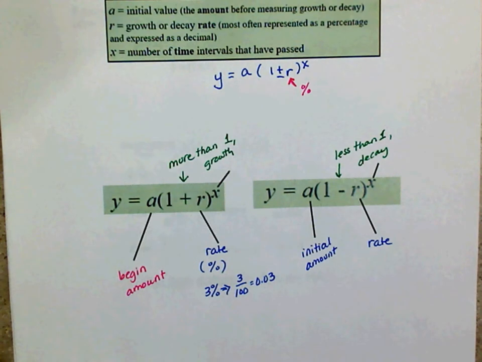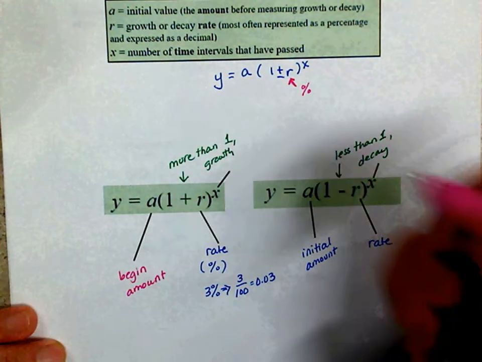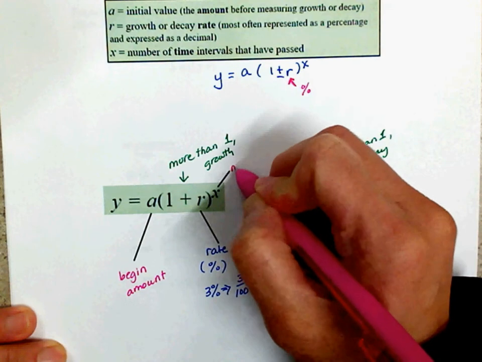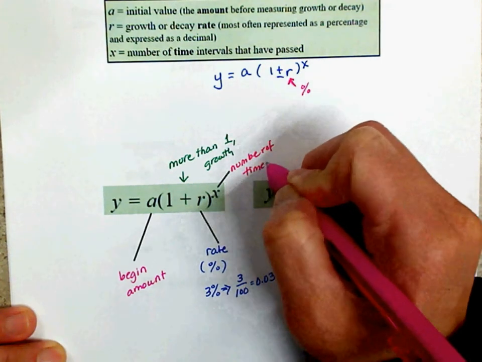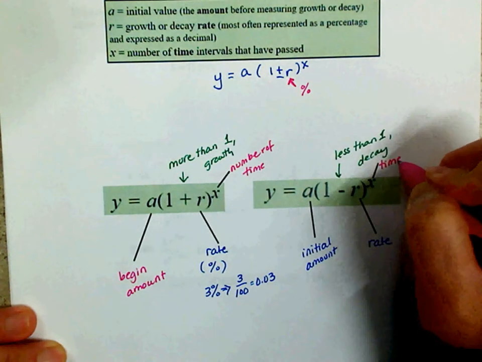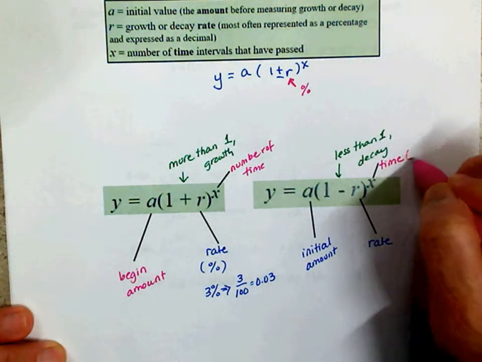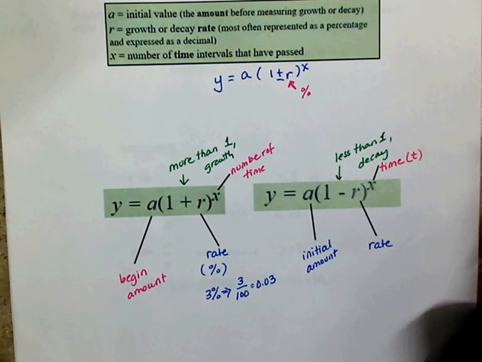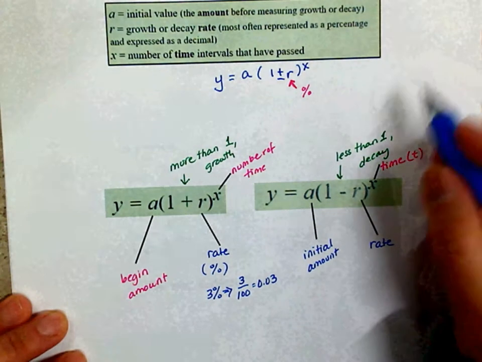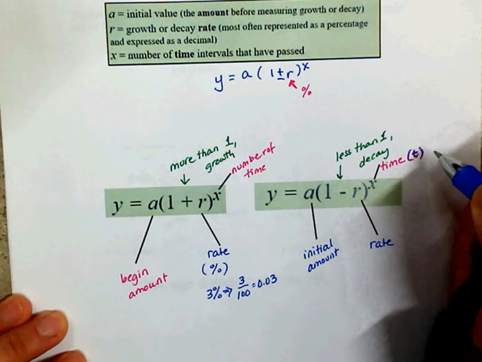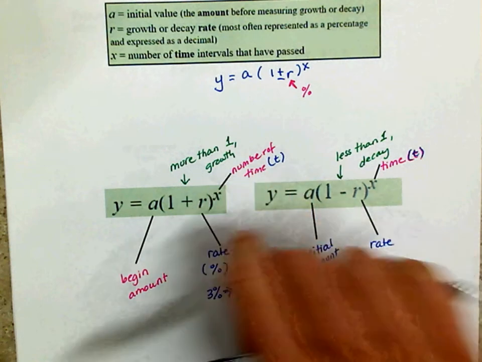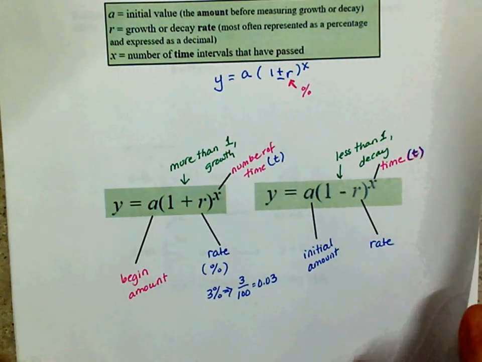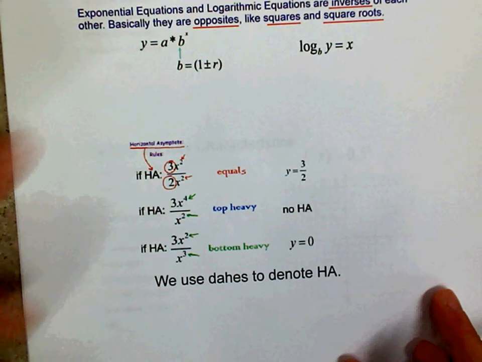All right. And x, what is x? X is the number of time. So basically x is your time. Sometimes you'll see it written as a letter T, and that is fine too. Instead of x, they may use the letter T, which is just fine. Just make sure you know where it goes. The time is the exponent.